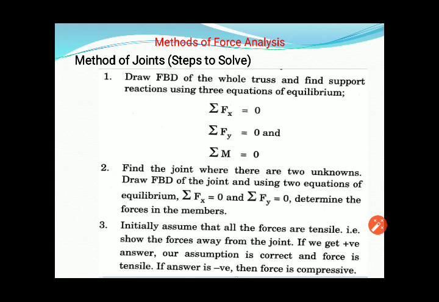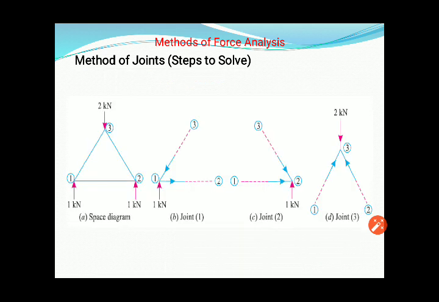See, first is what? Finding the support reactions. So joint A and joint 2 have the supports. There, first of all, you have to find those support reactions by using equations of equilibrium. Second step is to separate the joint, but while separating the joint, you have to see that only two members are unknown in that joint. Then only you can use the method of joint.